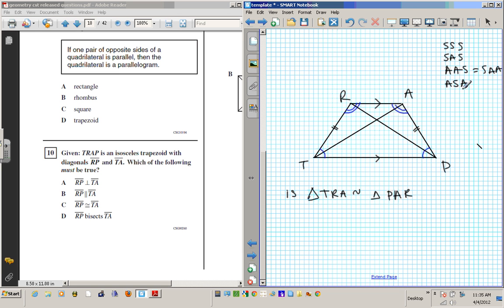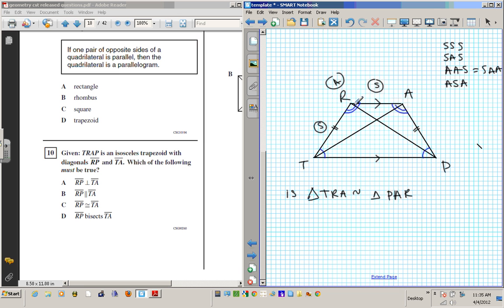Another version of SAS is HL, but we don't have to do that. Anyway, so are these two triangles congruent? If they are congruent, then it follows that TA is in fact congruent to RP. But guess what? We have a side congruent to this side, and an angle, because this angle is congruent to that angle, because this side is congruent to this side by reflexive property, okay?